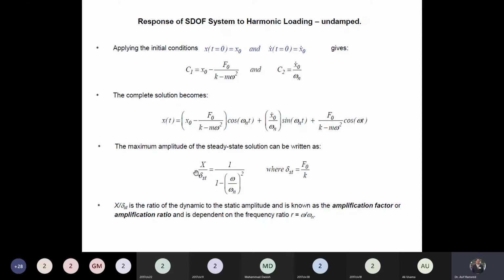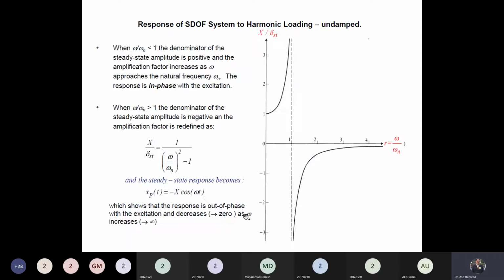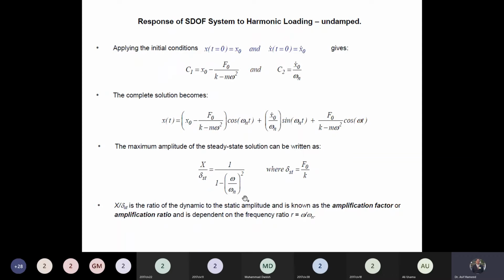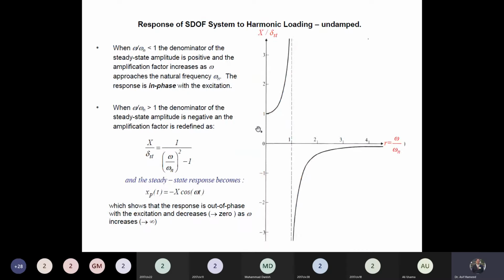Amplification ratio is the ratio of the dynamic amplitude to the static displacement. And this amplification factor is a function of the frequency ratio, the frequency of the exciting force to the natural frequency of the system. It's very important. Then we discussed how the amplification factor varies with the change in the frequency ratio. This was the graph, if you remember.